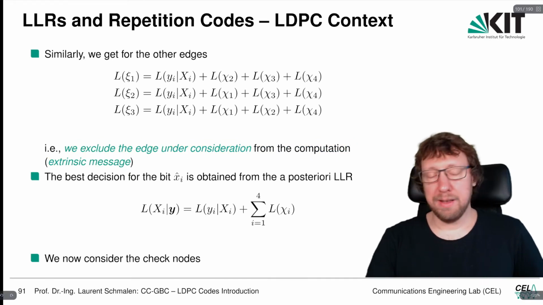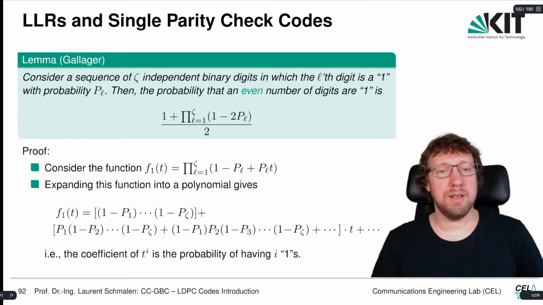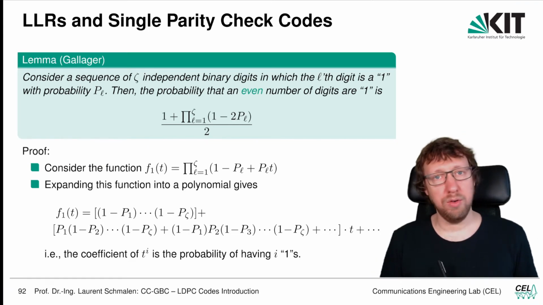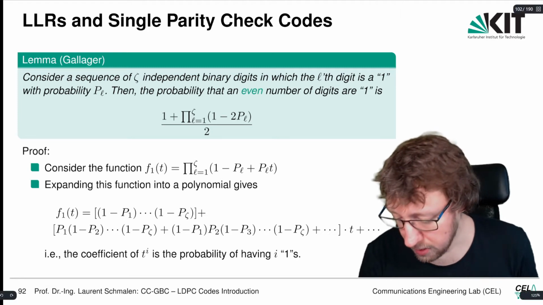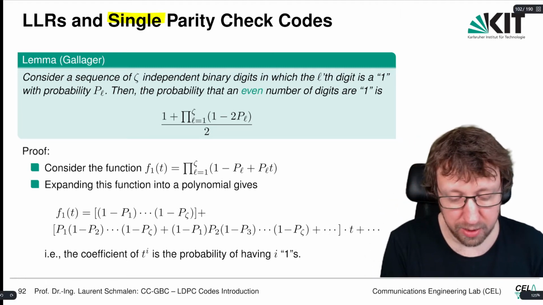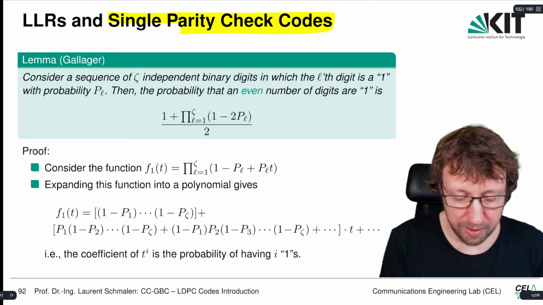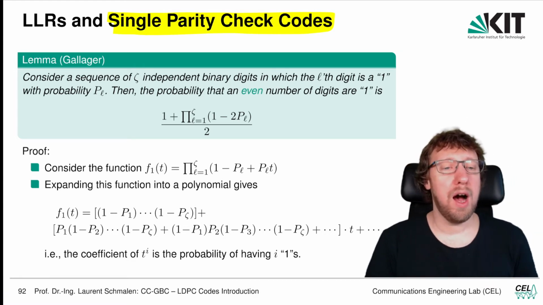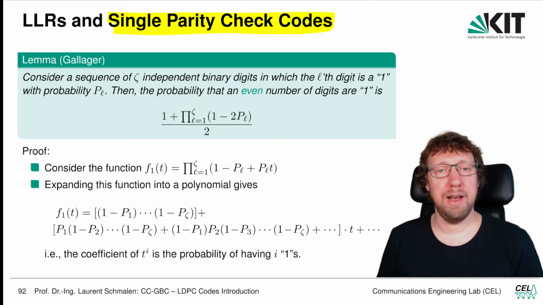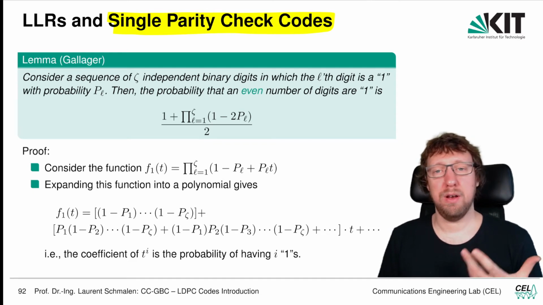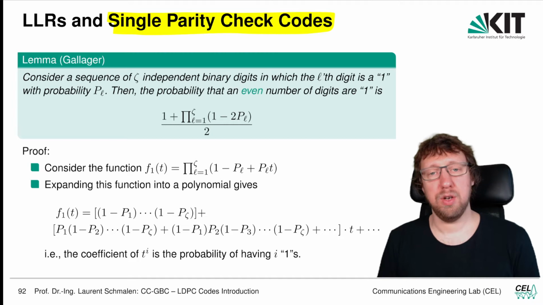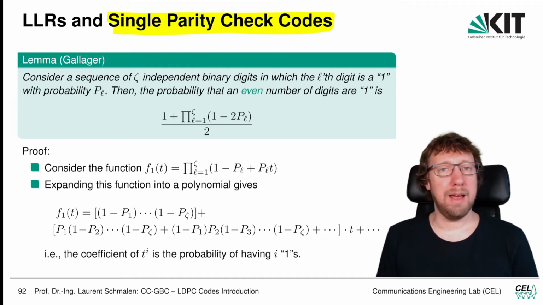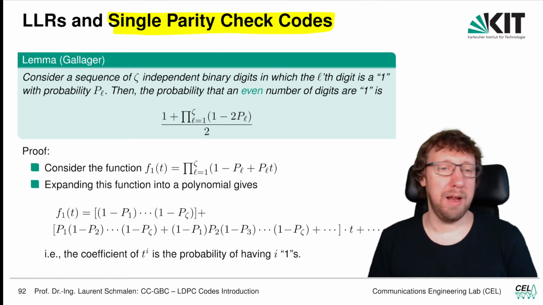So now we take a look at the check nodes. The check node is essentially a single parity check code, because we have to fulfill a parity check equation. And before we move on, we need to know how to calculate the probability that a certain digit sum is even in a check node. And that's why Gallagher's lemma comes into play.